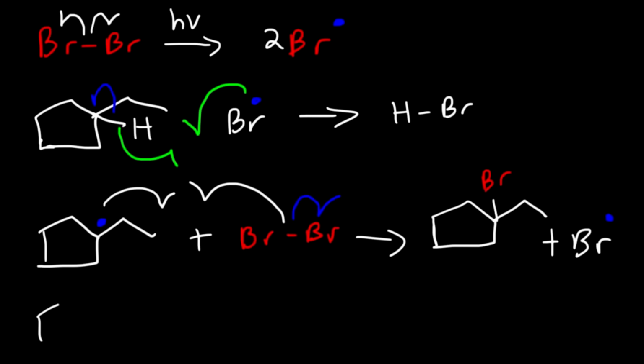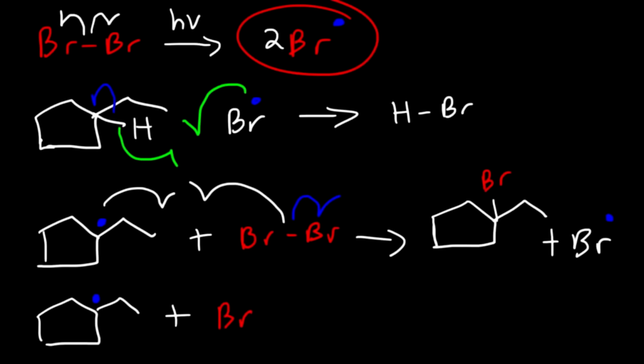Alternatively, we can get the same product using a termination step. So we could start with the tertiary radical and react it with a bromine radical.